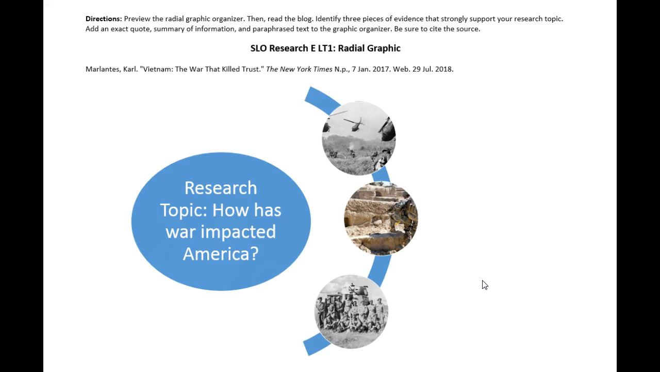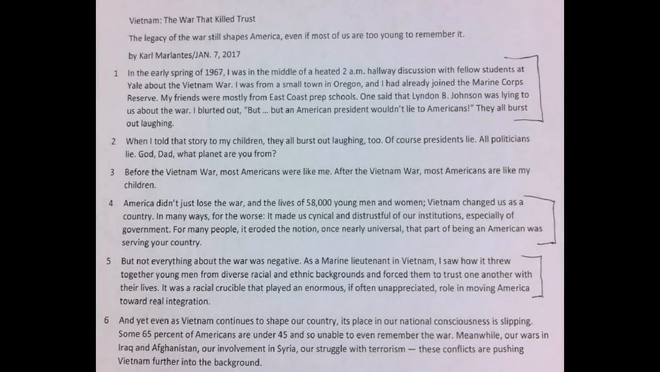So let's take a look at our article to see what we'll be working with today. I'll model using Vietnam, the War That Killed Trust from the New York Times newspaper. You'll have the opportunity to pause and read paragraphs 1 through 6 so you're on the same page with me. After reading, I will do a think aloud telling you why I chose to keep certain information quoted exactly as it is, why I chose to summarize other information, and why I chose to paraphrase information. After completing the graphic organizer, you'll be prepared to practice using the remainder of this article.